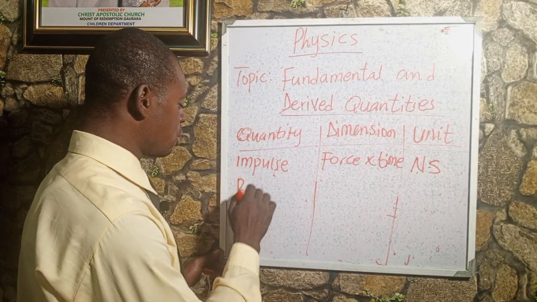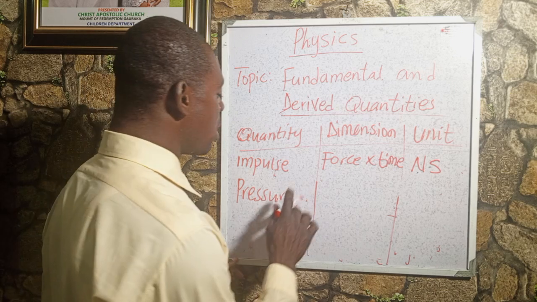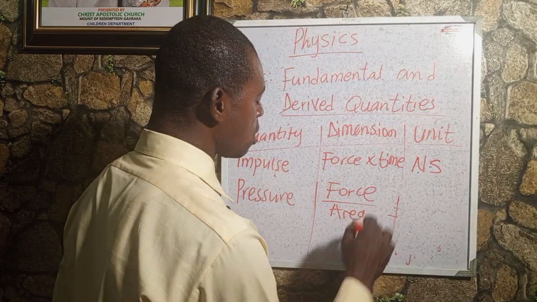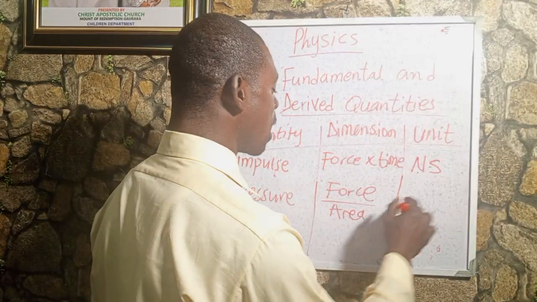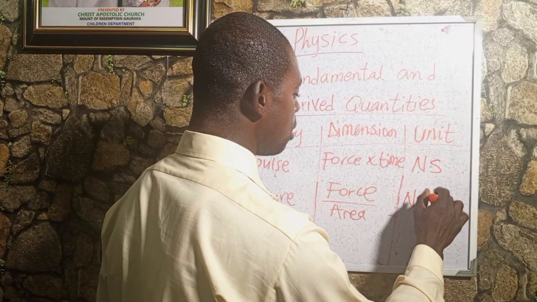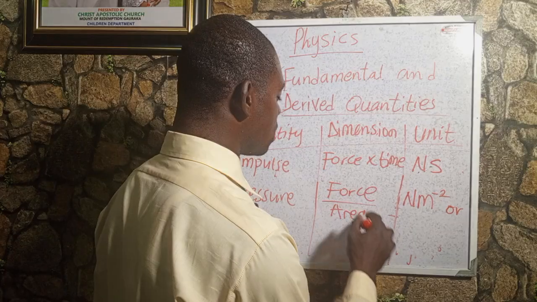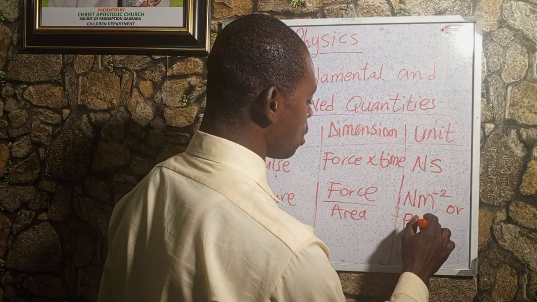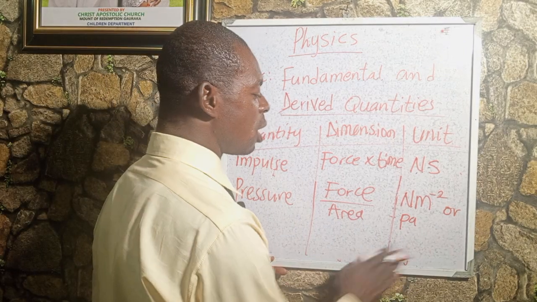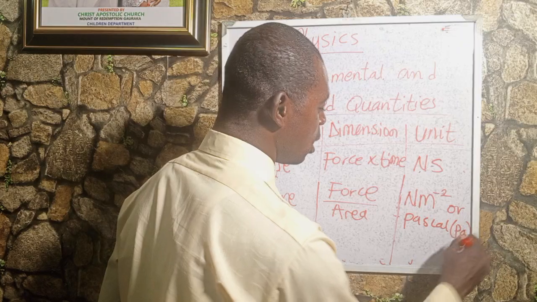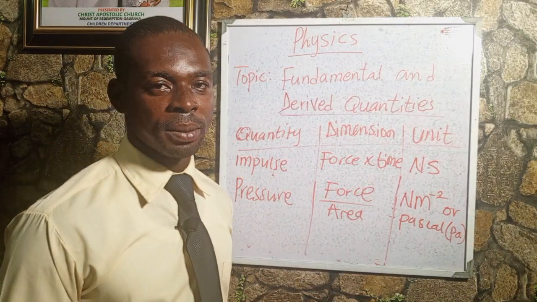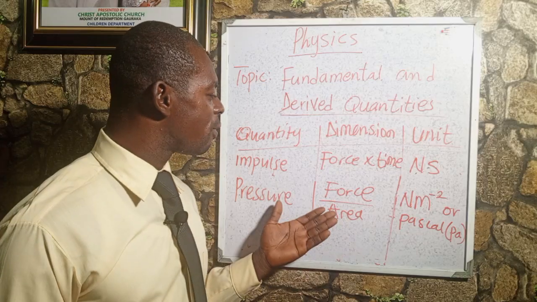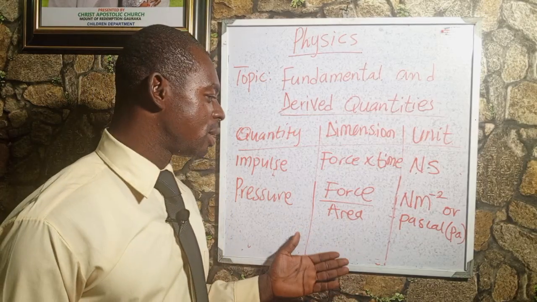And then we have pressure. The dimension for pressure is force over area. So the unit of pressure can be Newton per meter square, or we can say bar or Pascal. Pascal is a standard unit of pressure. Pressure can be measured in Pascal, that is Pa, and it can also be measured in bar. Do you understand? So these are some of the examples of derived quantities and their units.